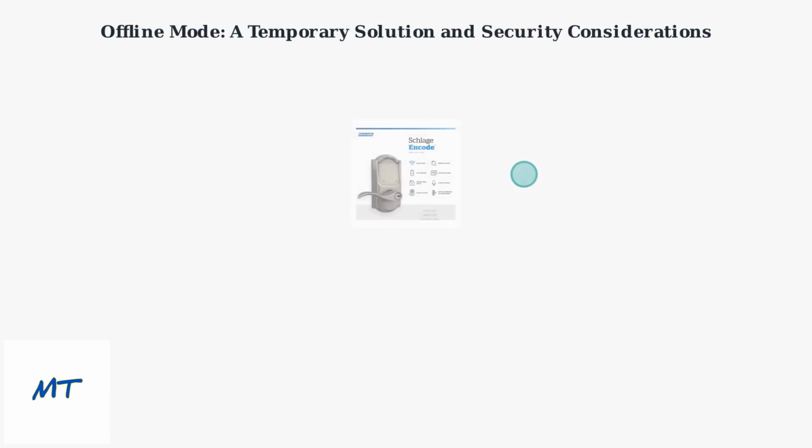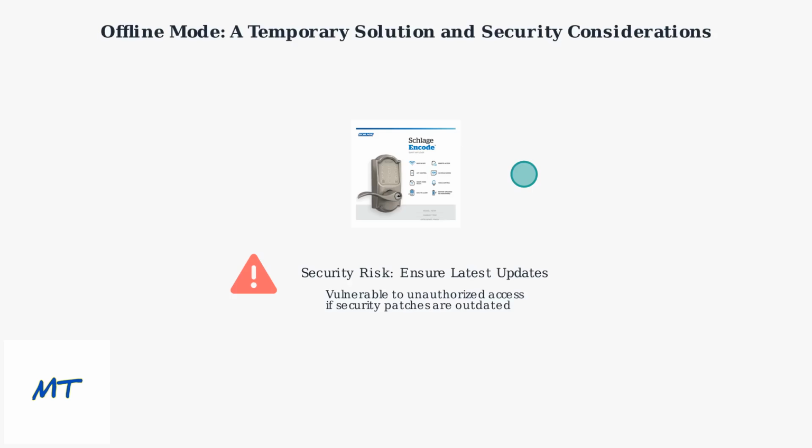While fixing the Wi-Fi connection is the best long-term solution, the Schlage Encode includes an offline mode that uses Bluetooth for local access during network outages. This allows you to unlock the door using your phone when you're nearby, but remote features like app control from anywhere won't work. However, relying on offline mode raises security concerns.